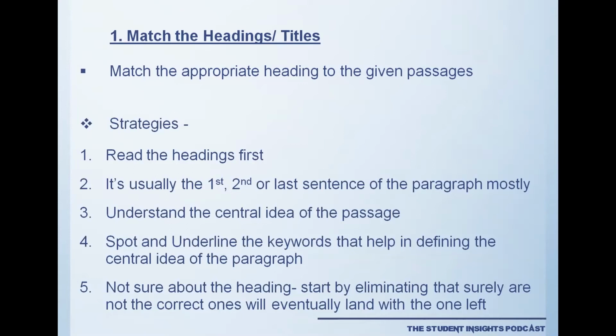Please make sure to spot the keywords, underline them, highlight them as you wish, so that your eyes directly spot what information is located. The fifth one is, not sure about the heading, start the reverse process. As I mentioned in the first one, as soon as you start getting the headlines, cut them through. Just start cutting through the headlines that you are confident about. Then you are reducing the number of options that you have for the passage, and with fewer options to look through, you can make a very informed guess about which is the closest heading or title that matches the passage. So please make sure to underline the keywords in these kinds of situations.